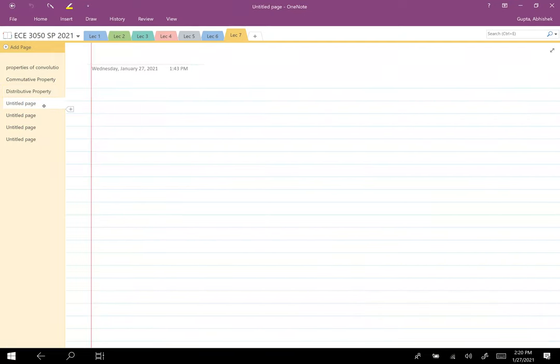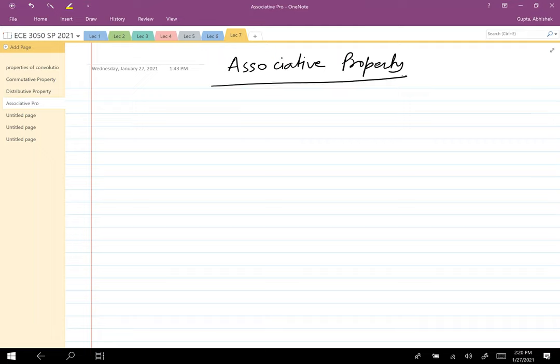Let's move on to the third property we wanted to talk about, which is the associative property. In this property, I'm just going to write down the property. We used the properties of the integral to derive the commutative and distributive properties. You can do the same thing for the associative property, but the integral expression is quite complicated, so I'm not going to write it.